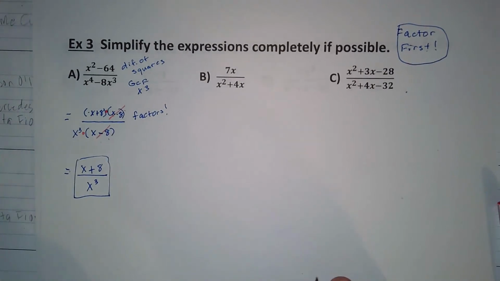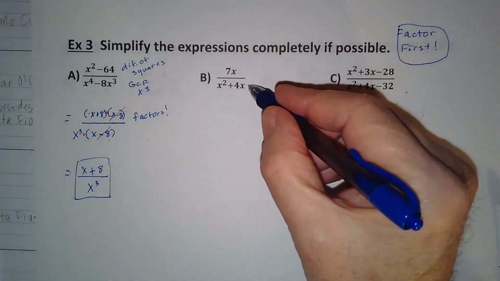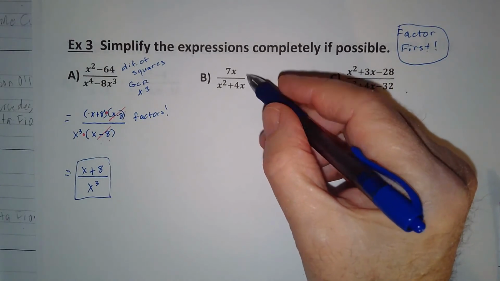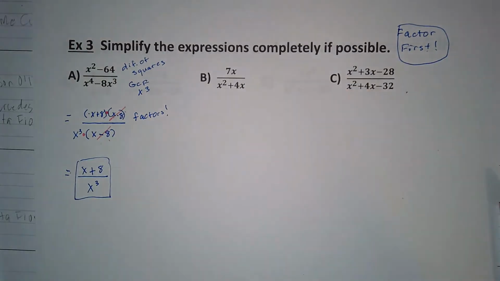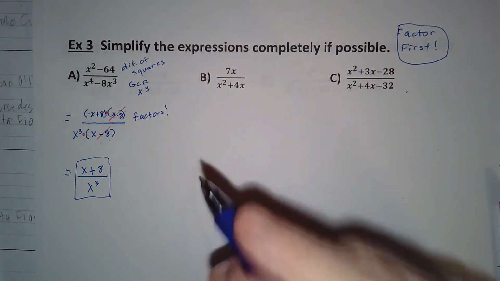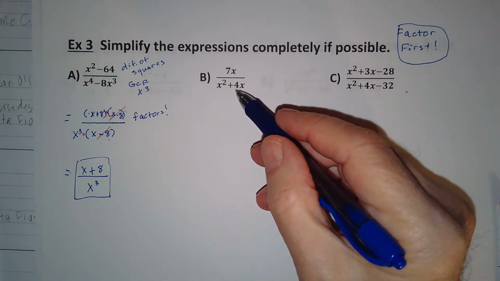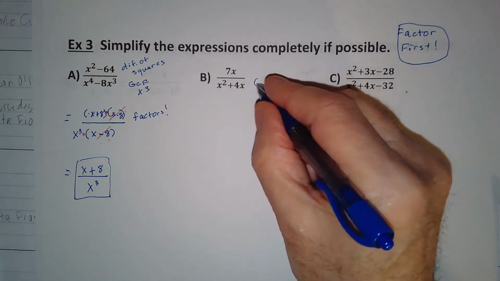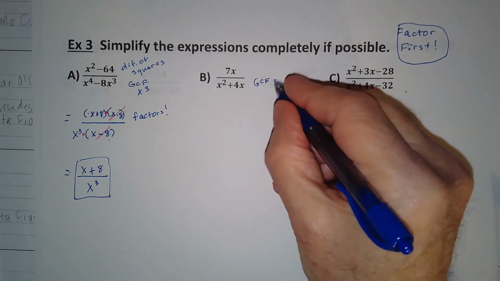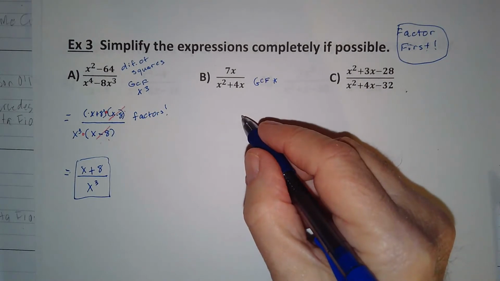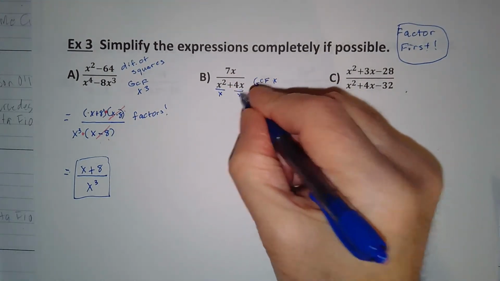Okay. All right, so in the next one, I've got 7x divided by x squared plus 4x. Now, it doesn't look like I can do anything with the numerator because 7 is a prime number and x is by itself. They're just multiplied together. X squared plus 4x, I've got a GCF there. I can factor out an x. All right, so I'm just dividing by x here. I'm dividing by x here. You can think about it that way.